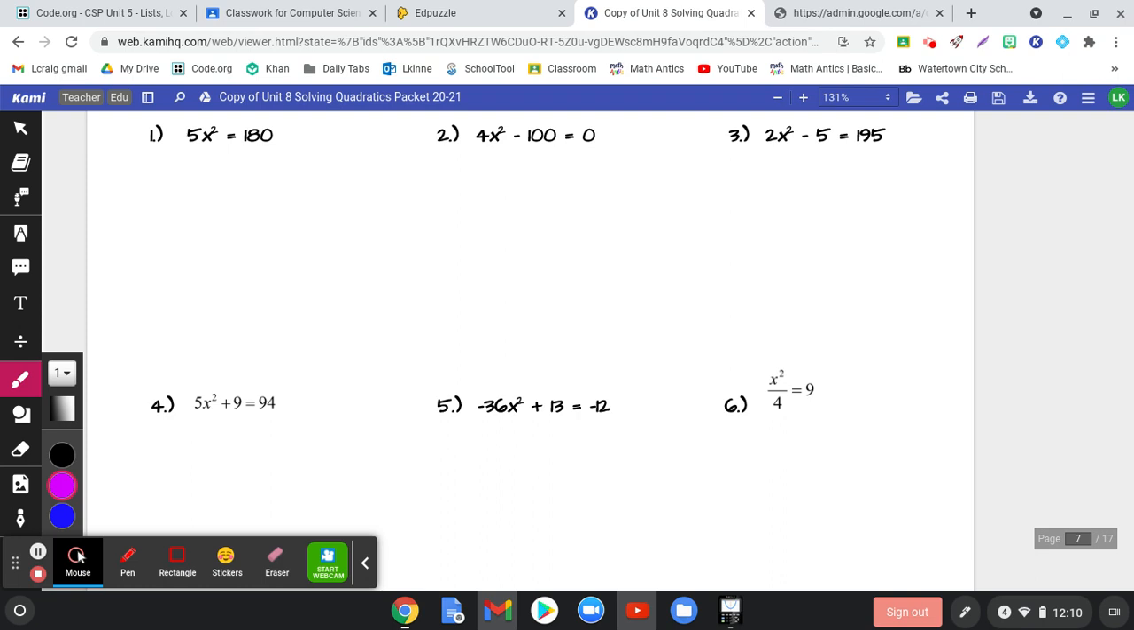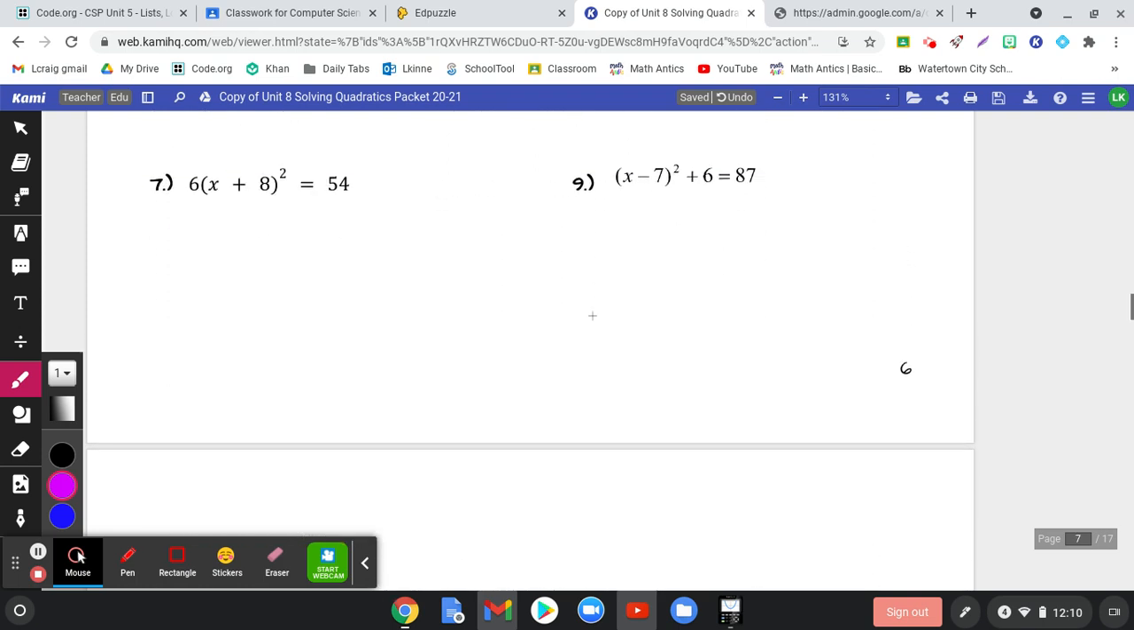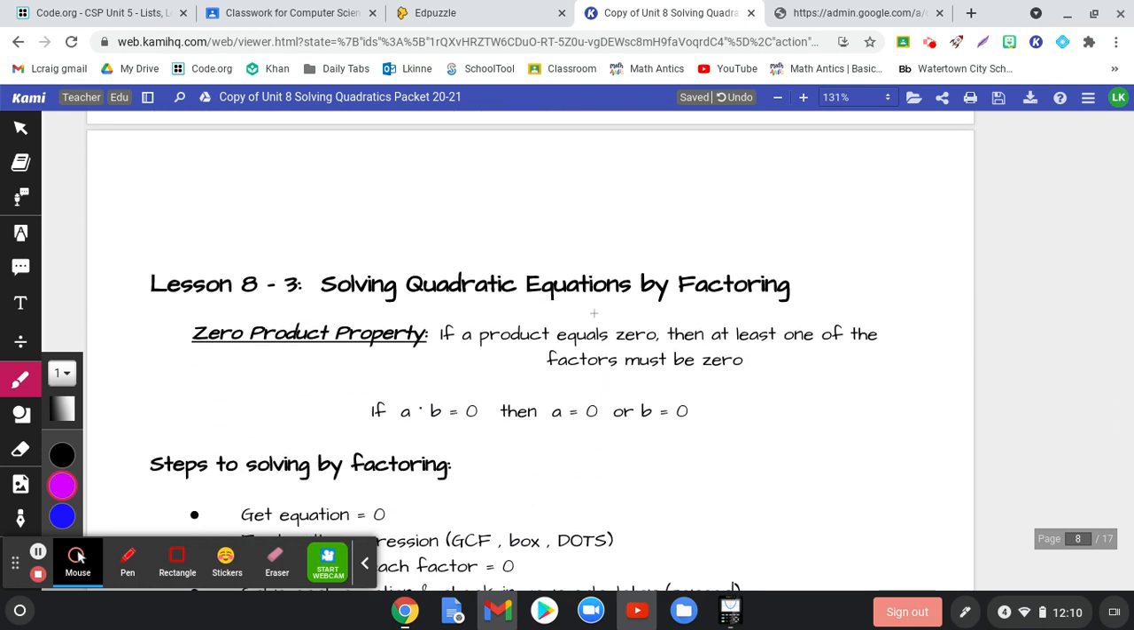The only one, number 4, you can't reduce it, but the rest should be fine. And actually, looking at the key that I just finished up, I don't think you have any square roots that aren't perfect squares to worry about. So shouldn't be too bad for you.